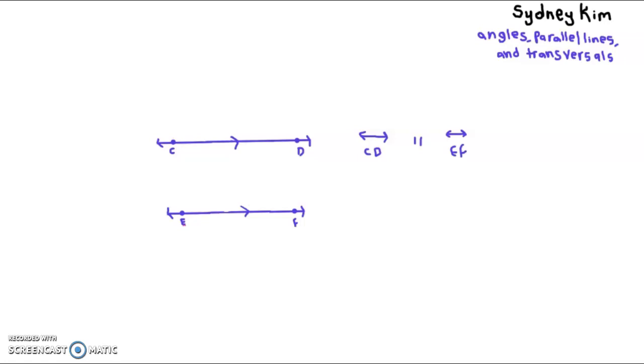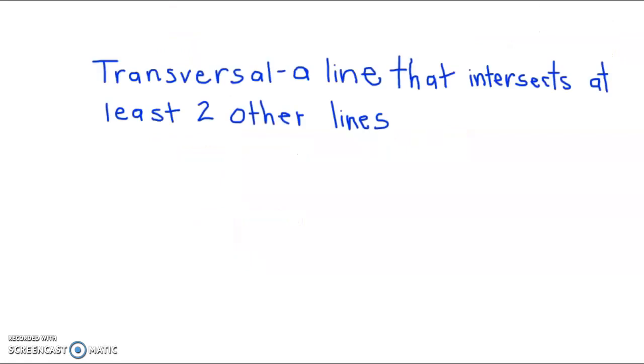Now let's say there's a line that intersects these parallel lines. This is a transversal, and we'll label this L. A transversal is a line that intersects at least two other lines.